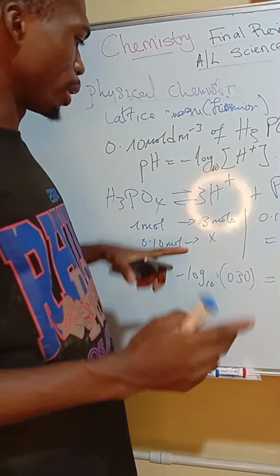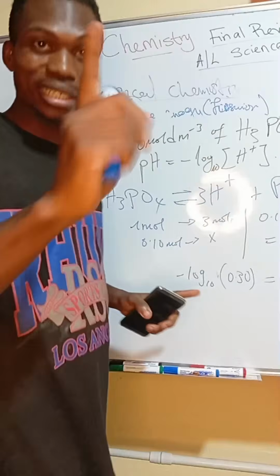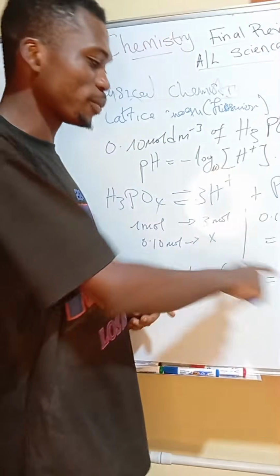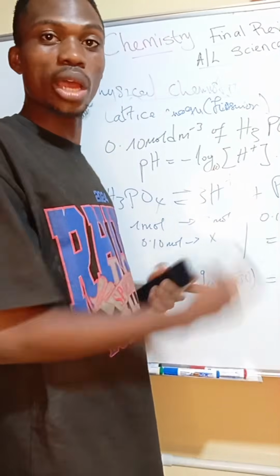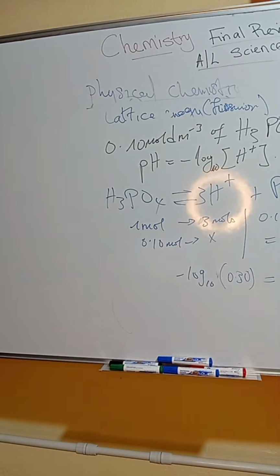When you do this calculation, it's very good to make a small check. We said this is phosphoric acid, and if you calculate and you have a pH above 7, just know that you are wrong, because acids do not have pH above 7. Okay, next question.